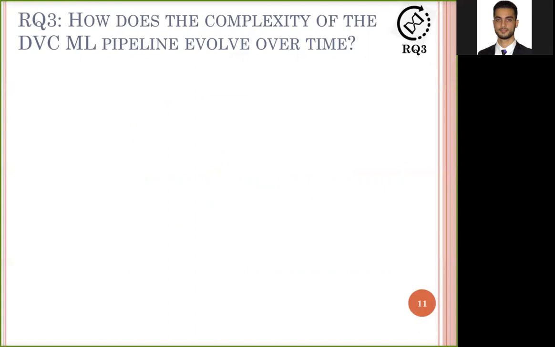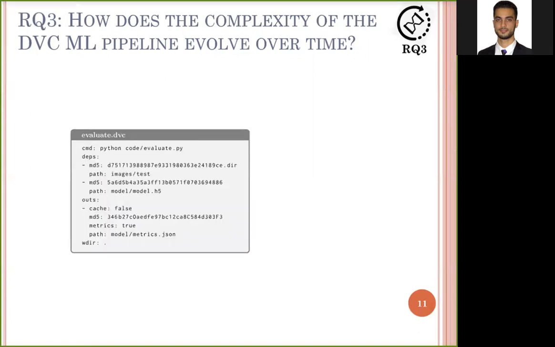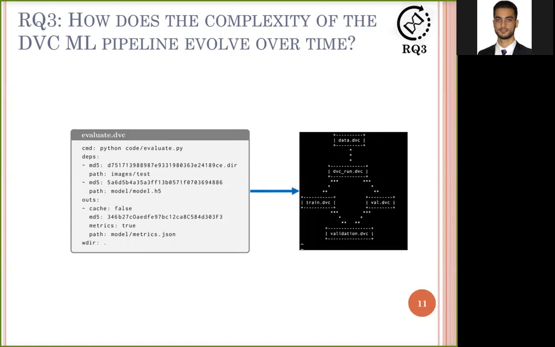Previous studies have shown that source code and build code evolve in terms of complexity and size. Moreover, since we find a high change frequency in the DVC files in RQ1 and a high coupling between the DVC and source code artifacts in RQ2, we aim to explore in the third research question how the complexity of the machine learning pipeline evolved over time. This is an example of a DVC stage and how the pipeline is shown in graph form with its different dependencies.